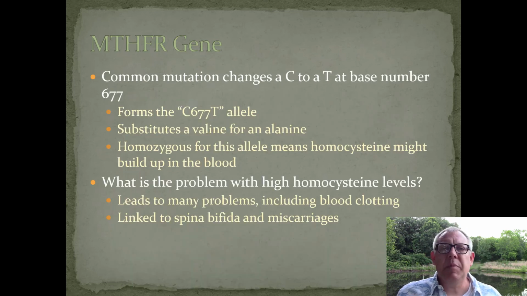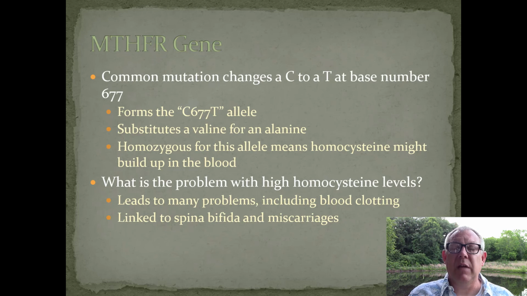And so there's a very common mutation that changes a C to a T at base number 677 in this gene. So again, this is the advantage of being able to sequence these things. You can find out exactly where the mutation takes place. It's called the C677T allele. Now, in this example, by that one base substitution, you change the amino acids. You substitute a valine for an alanine in the polypeptide.